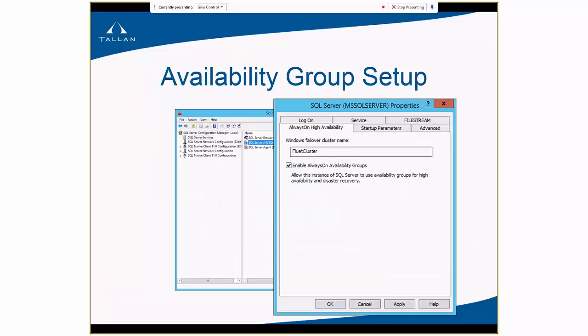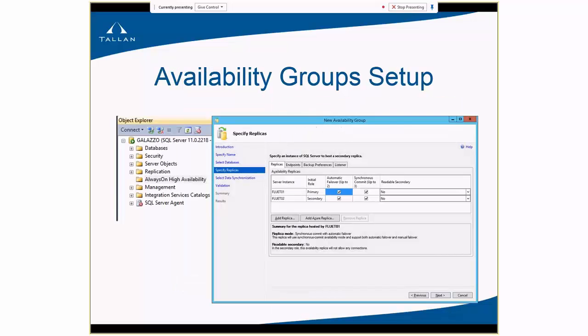As far as setting up an availability group, it's very simple. It's kind of two parts. The first part is to go into SQL Server Configuration Manager and make sure it's enabled. As you can see, right click on it, go to Always On, and just make sure the checkbox is checked. That's pretty much all there is to it.